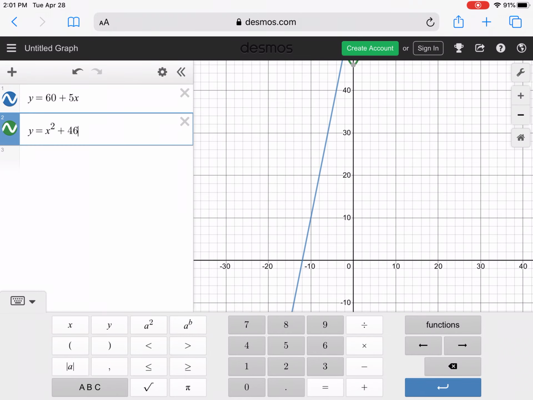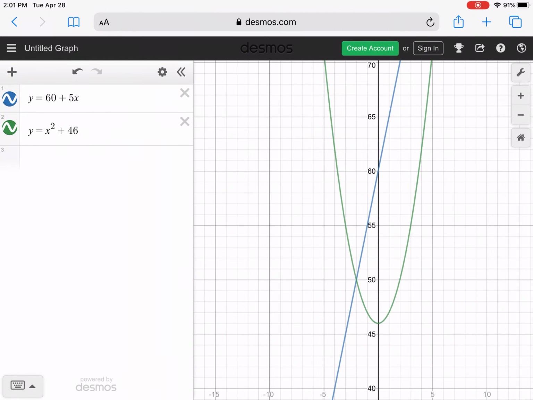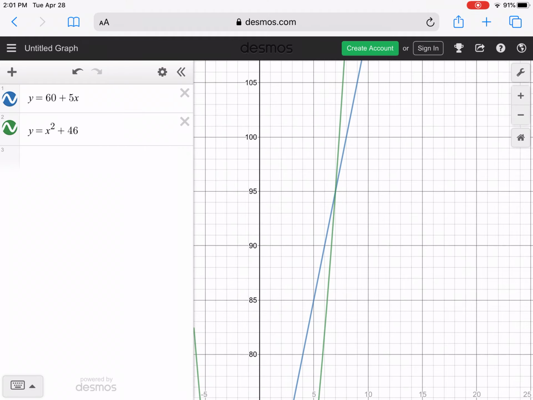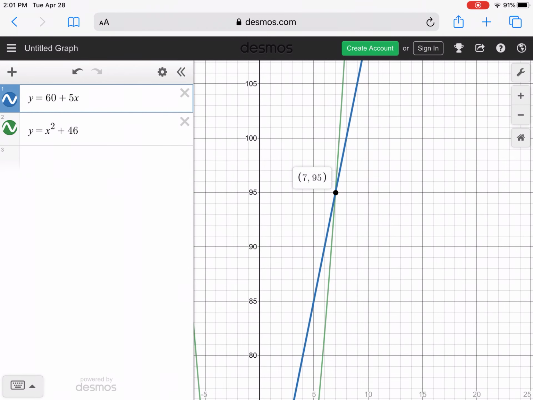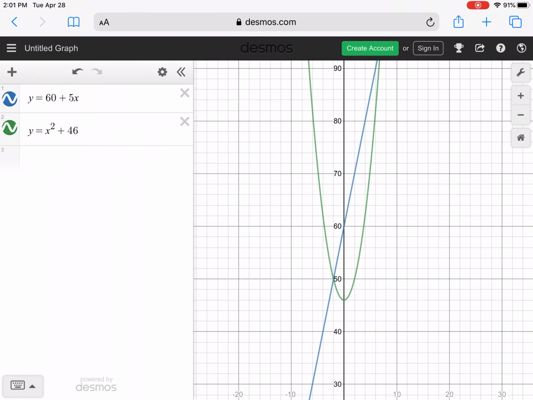So let's go ahead and zoom out and take a look at our graph. So we see our graph right here. Again, our blue graph was our linear function, and our green graph was our quadratic function. So if we zoom in here, we see that they do intersect right here at 7,95. So let's go ahead and graph the solution. Again, you can just kind of click around to choose different points to graph.